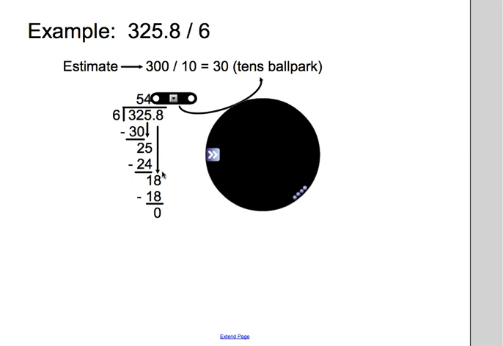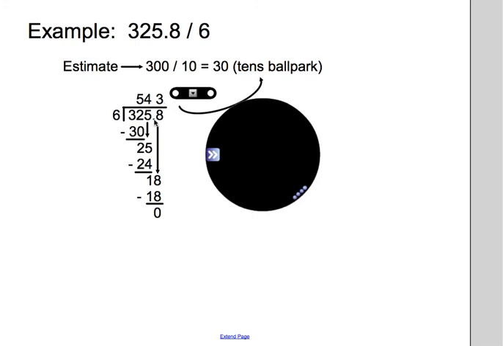Then I bring down my 8 and ask myself, how many times can 6 go into 18? The answer is 3. So I'm going to put a 3 down. 6 times 3 is 18, so I'm going to subtract 18, and I've got 0 left over, and no more numbers to bring down. Okay, so normally this is what my answer would be.